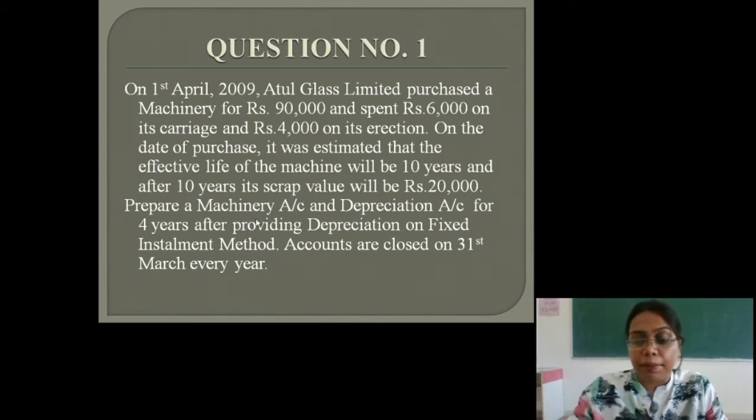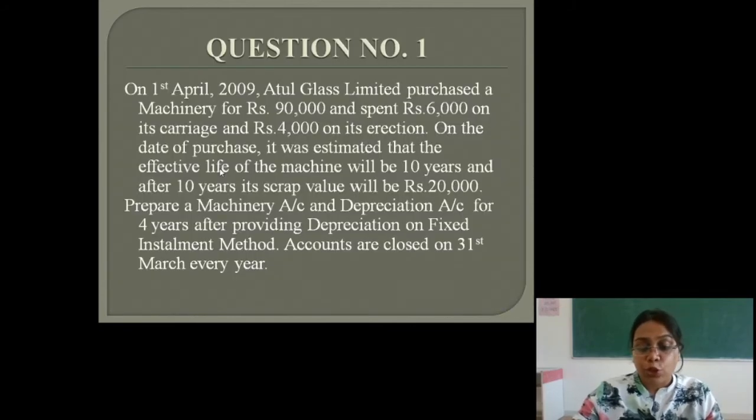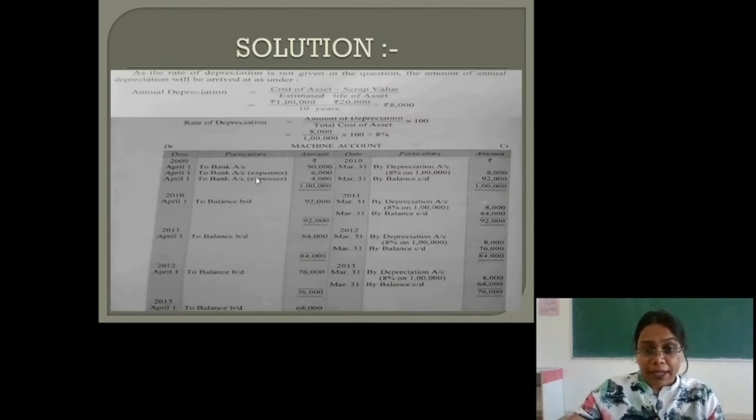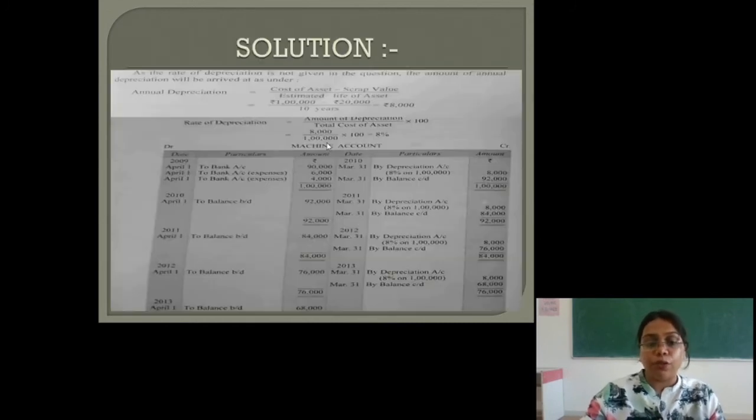So start preparing the machinery account. On 1st April 2009, machinery is being purchased. You will write to bank account rupees 90,000, to bank account rupees 6,000, to bank account rupees 4,000. The 6,000 was for carriage and rupees 4,000 was for erection or installation charges. All three things happened on April 1st, 2009, so you can also write 1 lakh in total, or you can bifurcate them and show.